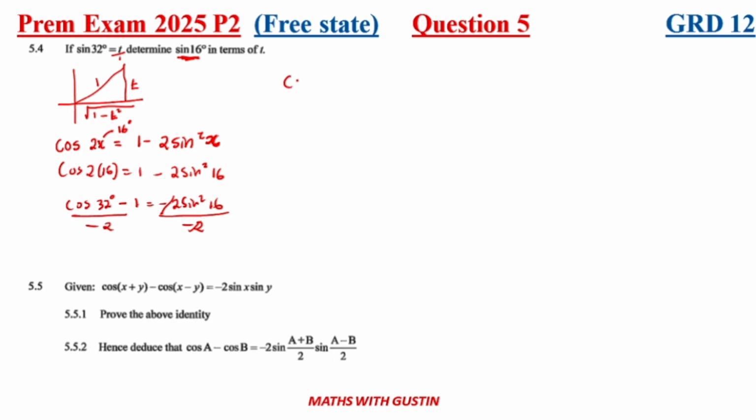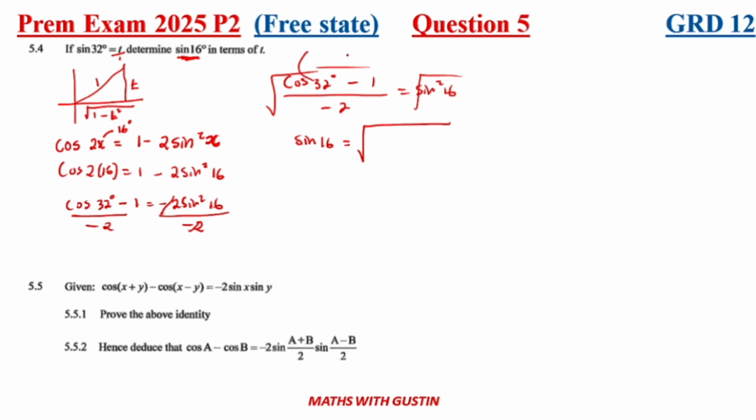Therefore you're gonna be left with cos 32 minus 1 divided by negative 2. Then here you're gonna have sine 16 squared. Then you take the square root of both sides, square root of that. Okay, so therefore you're gonna have sine 16 there, and then now let's substitute these ones.